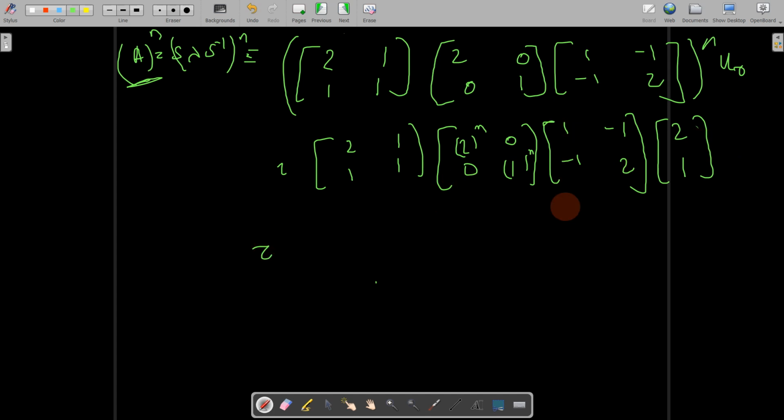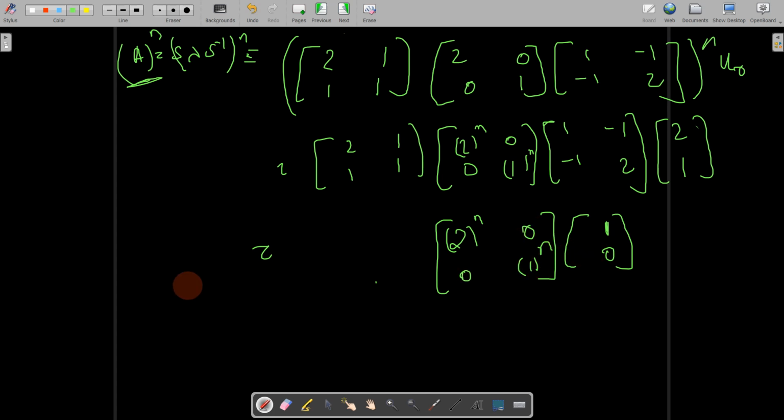So 2 times the first column, that is 2, -2. 1 times the second, that is -1, 2. And you have to add both. So that would be 1 and 0. Yes, now it is coming correct. 1 and then a 0. Okay. This will be multiplied with [2^n, 0; 0, 1^n] and [2, 1; 1, 1].